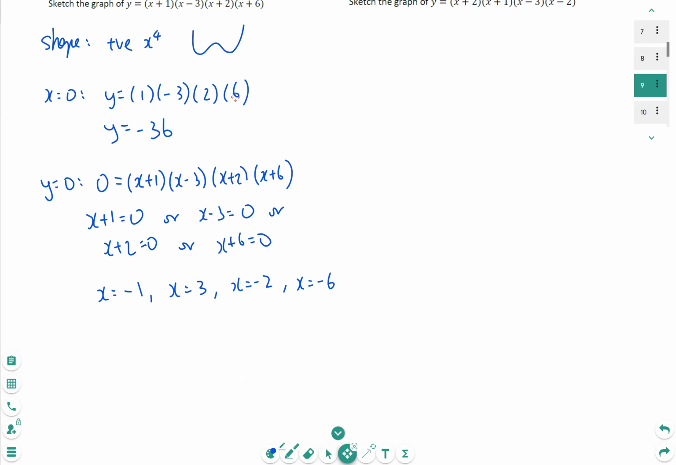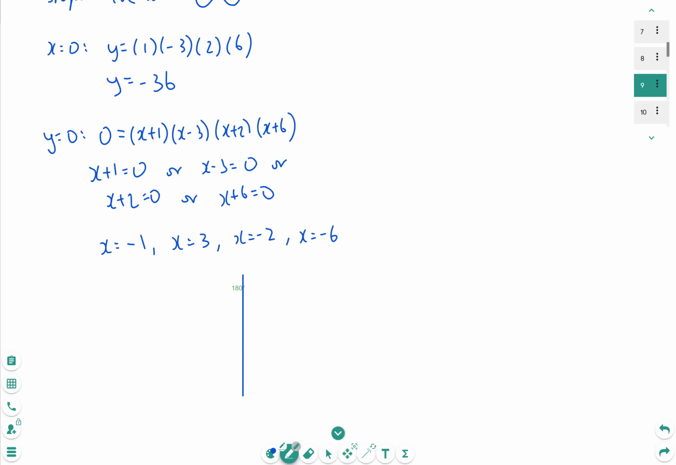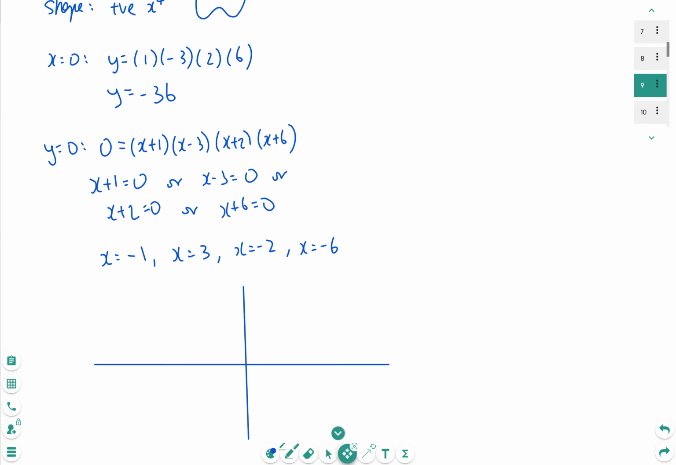Okay, so I'm going to sketch a graph now. So pencil, again, and a ruler if you want to use that, to make the axes really neat. Actually, that doesn't look like a straight line. 90 degrees, yeah. Okay.